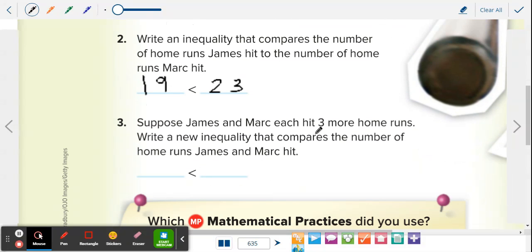So suppose James and Mark each hit 3 more home runs. Write a new inequality that compares the number of home runs James and Mark hit. So if both of them hit 3 more, what would James have? 22. And then how many would Mark have? 26. So even though we added 3 to both sides, it still remains true. 22 is still less than 26. Okay, so once you have that, go ahead and go on to the next page.